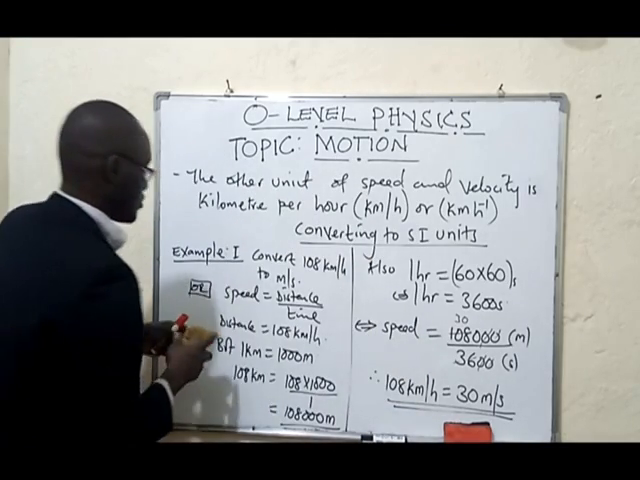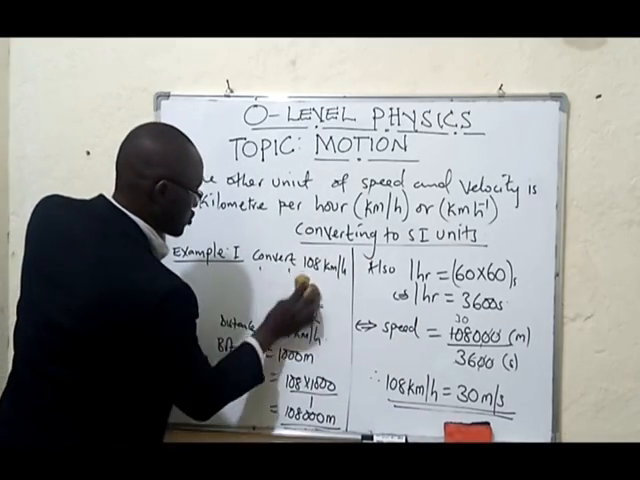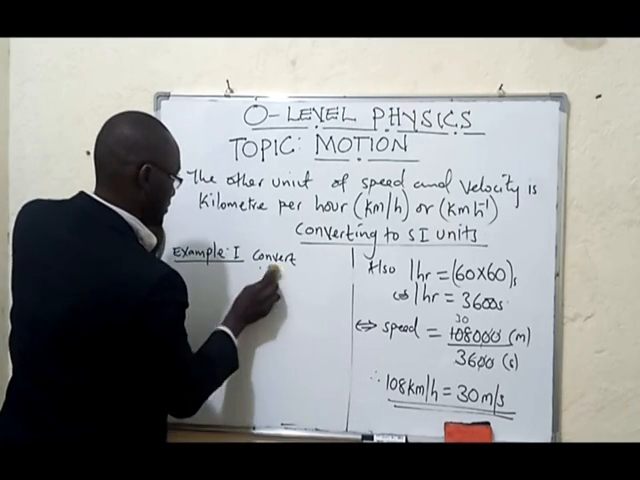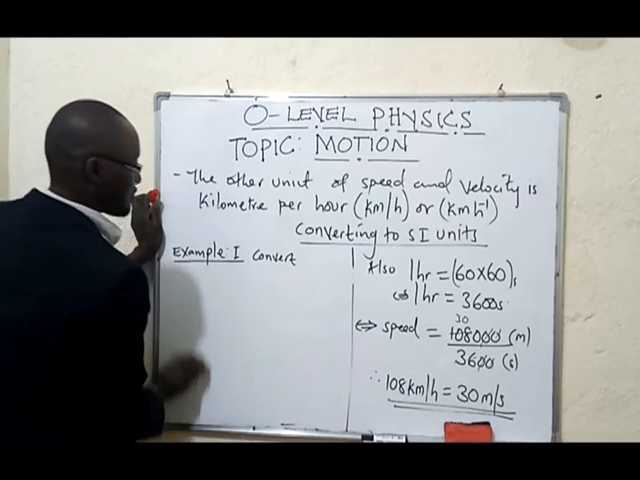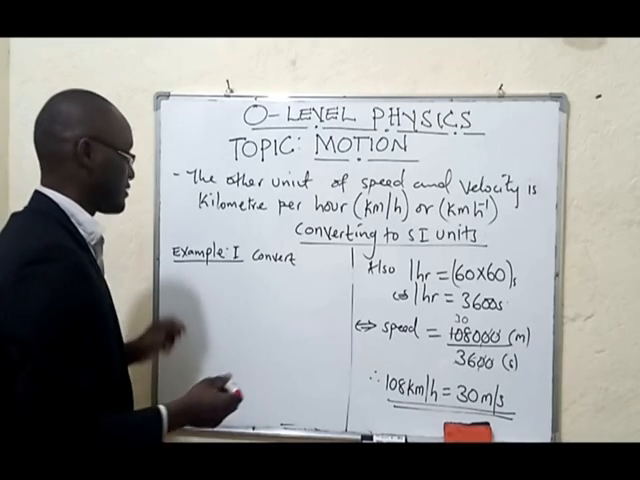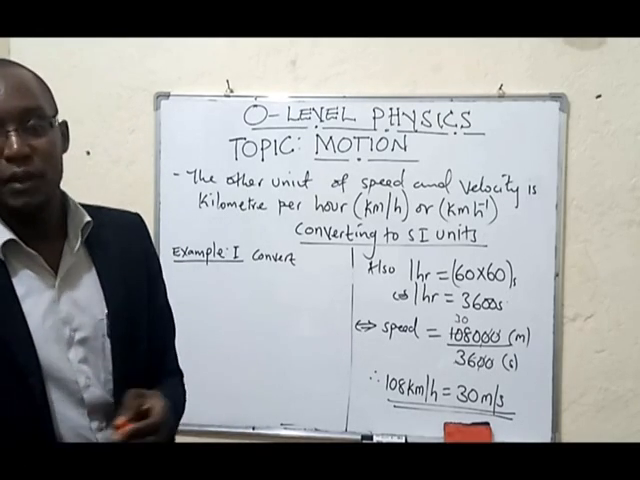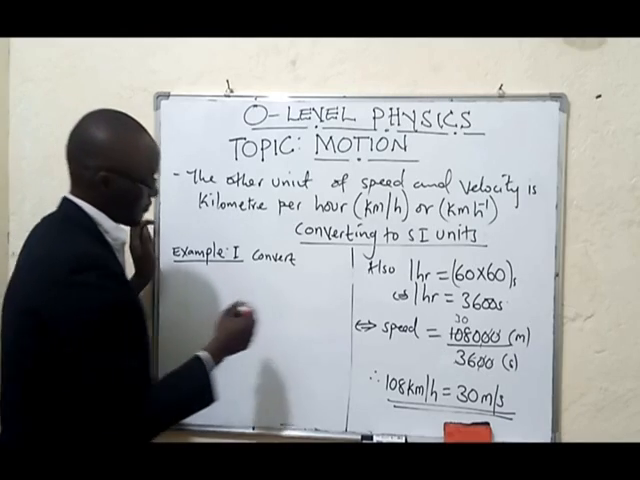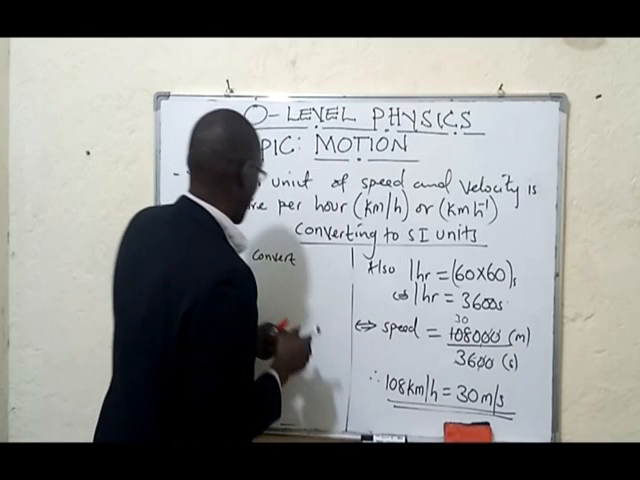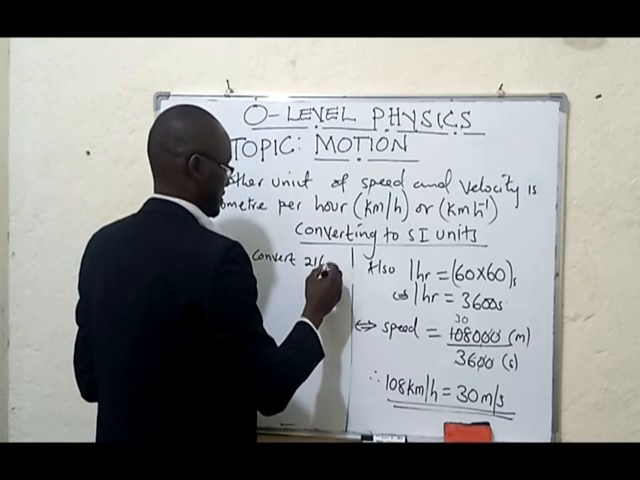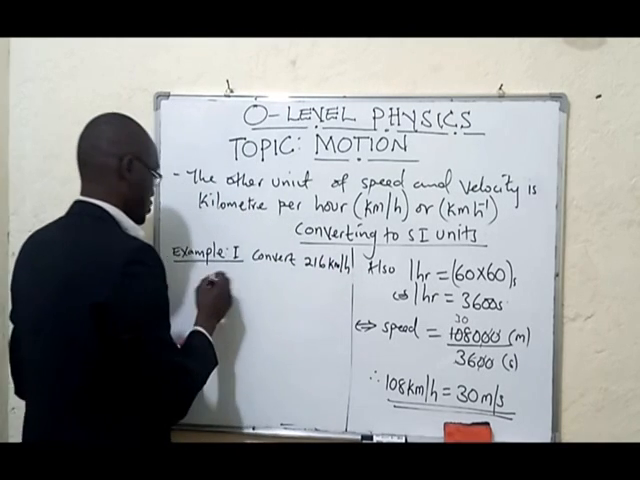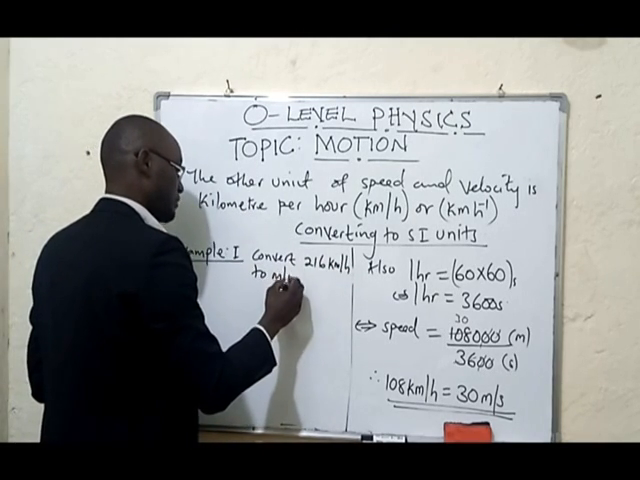So example 2 is here. The examiner is telling you to convert. So you can believe or you will agree that method 1 was very, very short and precise and very easy. It was very, very easy. So assuming now somebody tells you maybe to convert a value like, where is my marker? Convert 216 kilometers per hour to meters per second.